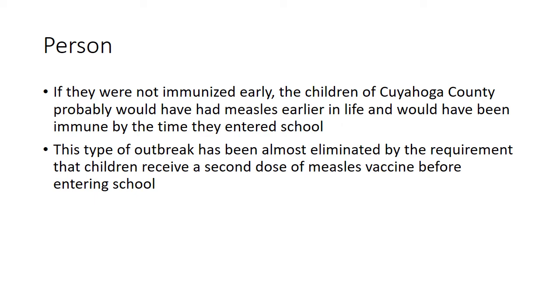So if they were not immunized early, the kids in Cuyahoga County probably would have had measles exposures very similar to what they would have seen in the Navajo Nation, or they would have gotten it by the time they had entered school, essentially. And so this type of outbreak, as we've seen, has been mostly eliminated by having kids get a second dose of measles vaccine before they enter school. And that helps to kind of boost their immune response and prevent them from coming down with the disease while they're in school.